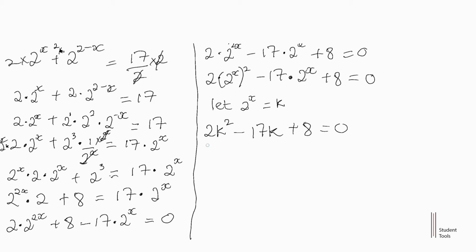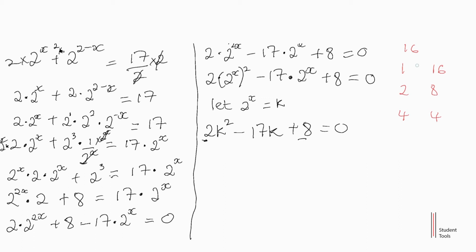Now we have to factorize this quadratic so that we can get the value of k. How do we factorize this? We'll multiply the coefficient of k squared and the constant. So 2 multiplied by 8, that is 16. Now we have to find the factors of 16. Factors of 16, we have 1 and 16, we have 2 and 8, we have 4 and 4. So those are the factors of 16, I mean.